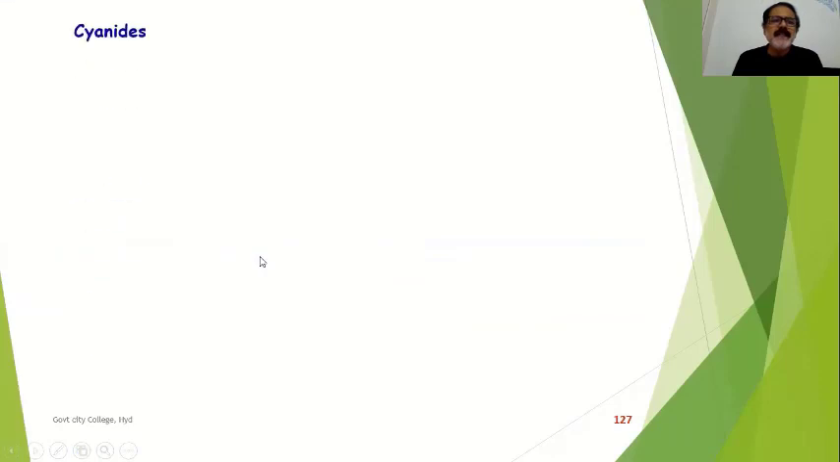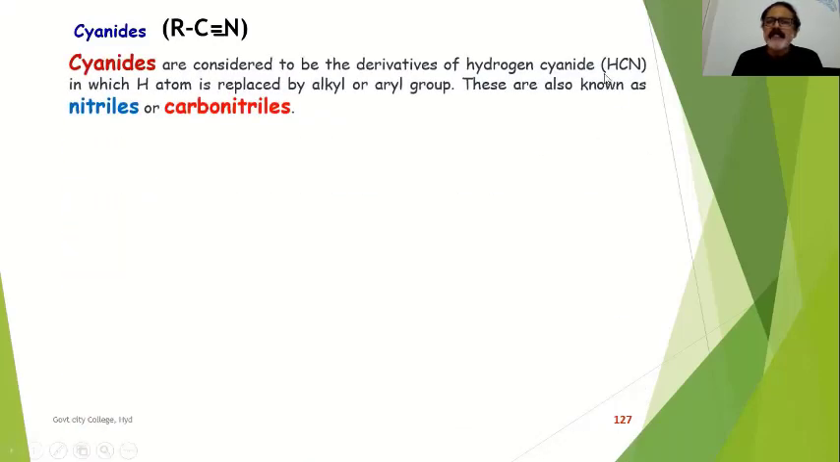Let us see the structure of cyanide first. Cyanide is a derivative of hydrogen cyanide. You can remember hydrogen cyanide as HCN. If you replace this hydrogen with an alkyl group, it is called an alkyl cyanide. The cyanide carbon has 4 bonds and nitrogen has 3 bonds, so its valency is satisfied. So we can write R, C, triple bond, N.